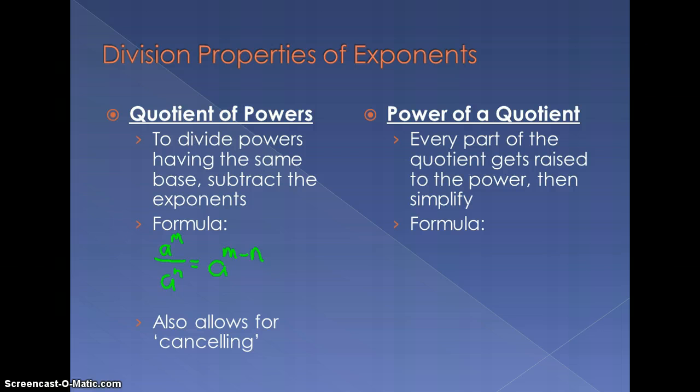Our other property here is the power of a quotient. Okay, the power of a quotient. What that is referring to is we have something like a over b all raised to the m power. What this is saying is that everything inside that set of parentheses has to be raised to the m power. So this would be equal to a to the m over b to the m power.